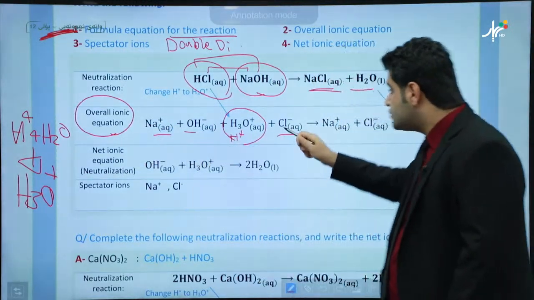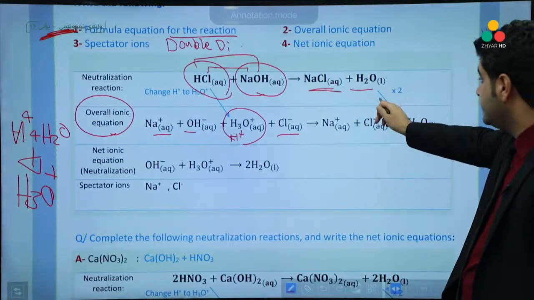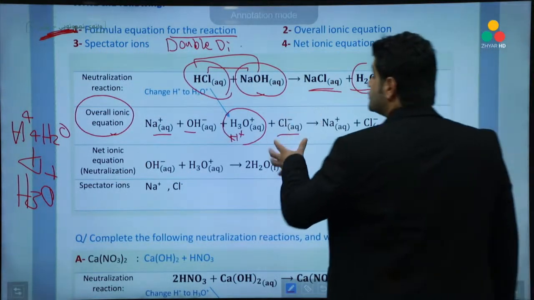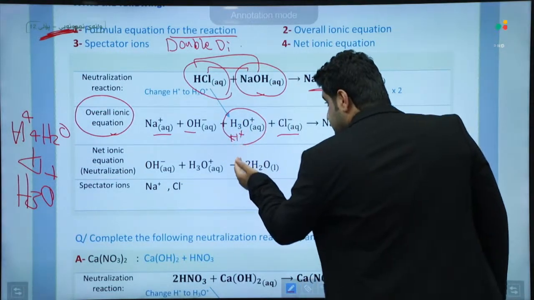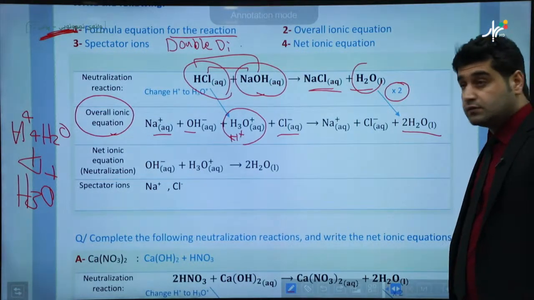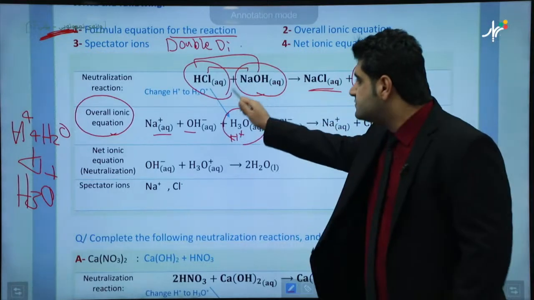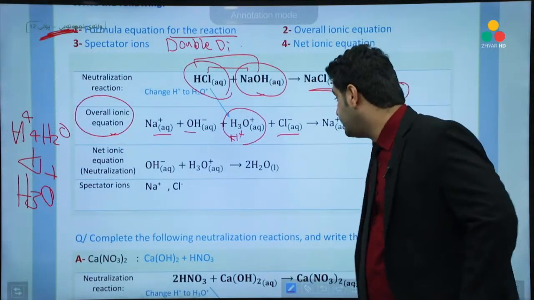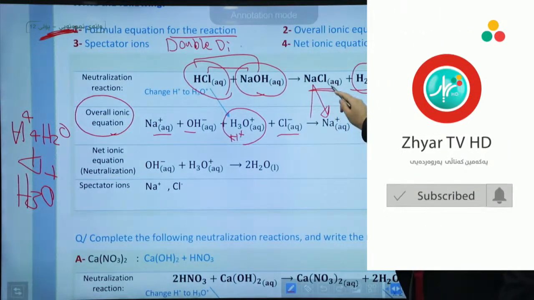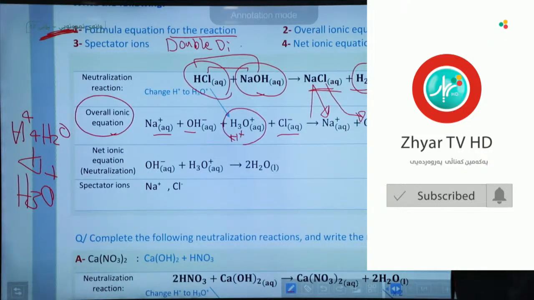We should add the same molecule on the right side. We have one water plus one, which will be two. So how many molecules of water do we get here? It should be multiplied by 2 for the right side. This is the rule, in the case of an acid reacting with a base. Now, Na and Cl. What about H2O? It is a liquid, so it cannot split. It will remain as it is. But what will happen with its coefficient?